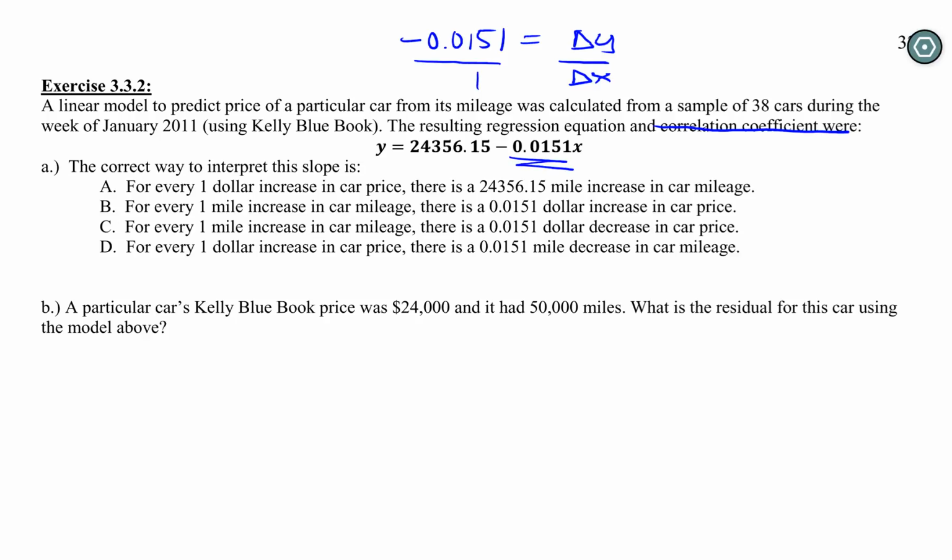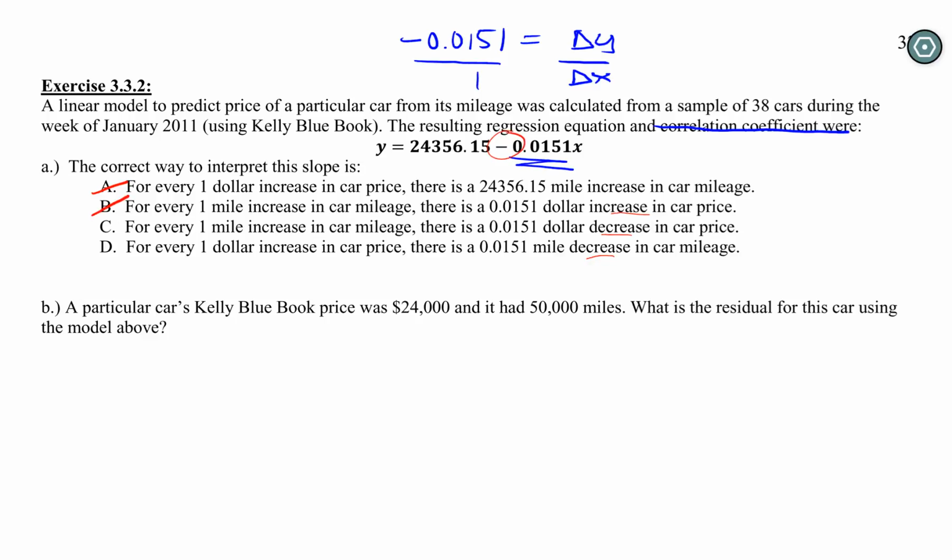Okay, so for this one, we can immediately get rid of A because it has the y-intercept in there as the value instead of the slope. And then we can see the difference between B and C, another easy one. We have increase or decrease. Since we have a negative slope, increase is out.